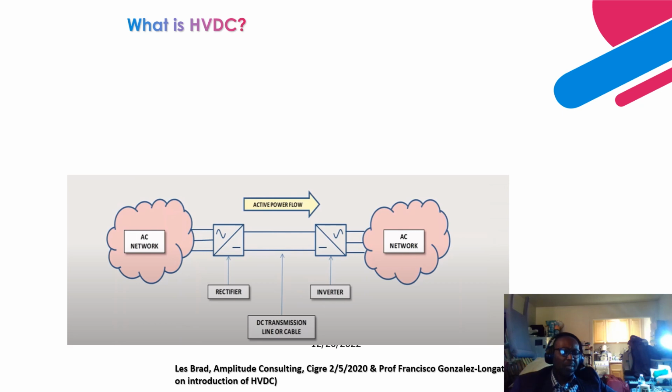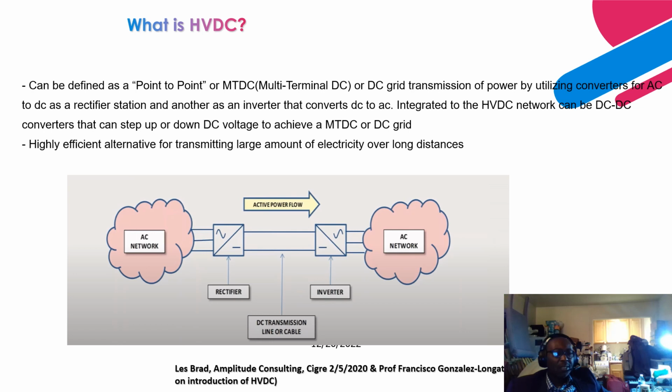Next, we'll talk about what is high voltage DC transmission, and we'll delve into what the definition is. High voltage DC can be defined as point-to-point, and sometimes you can have a multi-terminal DC configuration and also a DC grid transmission level. So it's based on evolution from point to point. From multiple point to point, you can achieve a multi-terminal DC. From multiple multi-terminal DC, you can achieve a DC grid, and from a DC grid, you can achieve the super DC grid.